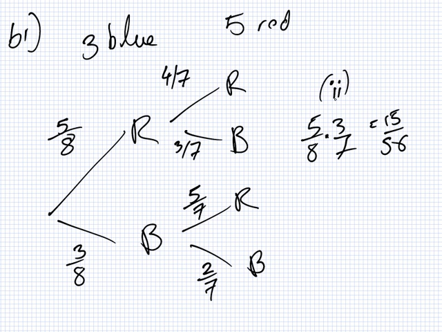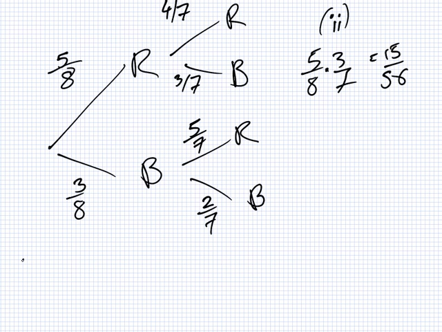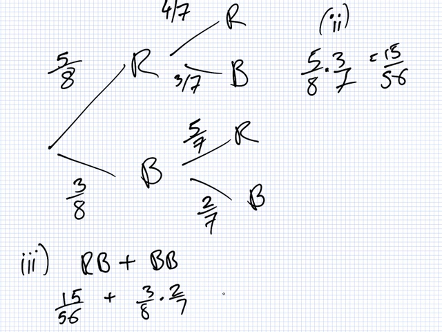Find the probability that the second bead is blue. Now that's more interesting. The second bead is blue, means you could get a red blue or a blue blue. Now, we have this one already, don't we? No. We have this one, which is 15 over 56. And then a blue blue will be 3 over 8 times 2 over 7. So that's 15 over 56 plus 6 over 56. 21 over 56. 3 over 8.